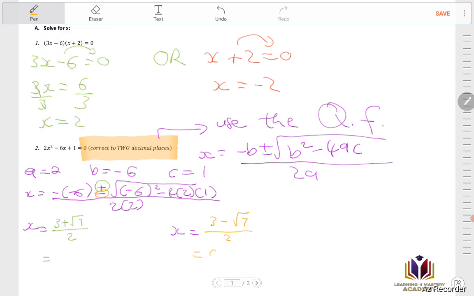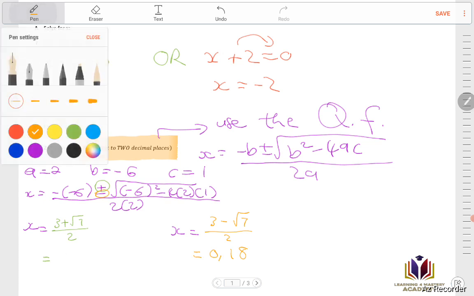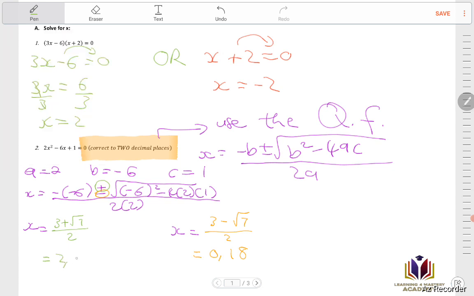It's going to be 0.18. These are 2 decimal places. And then we come here, change this to a positive. What does it give us? It's going to give us 2.82. There we go. These are your 2 possible answers for question 2. Okay. Always remember, when they say correct to 2 decimal places or correct to 3 or 4 decimal places under solve for x, that simply means that you use the quadratic formula.